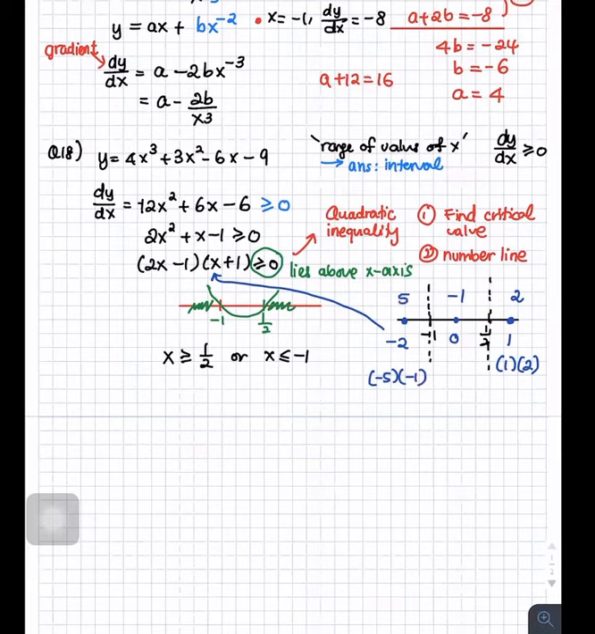More than equal to 0 means positive. So which part is it positive? Here and here. So your answer is going to be this one. More equals to half, less or equal to -1. You can use the number line technique as well. Any questions so far?